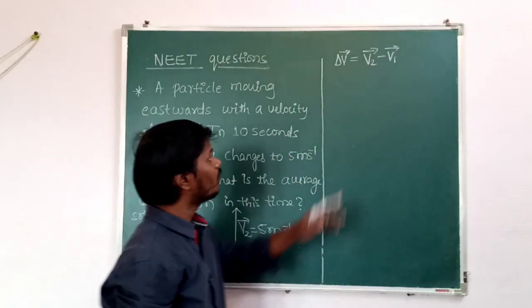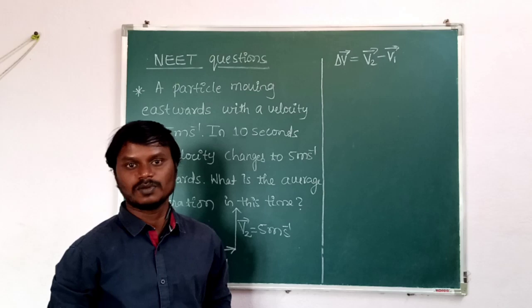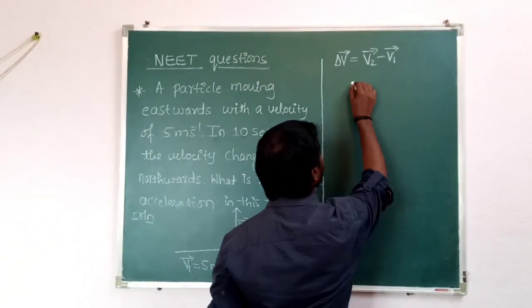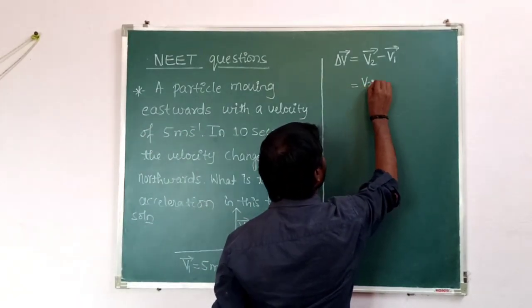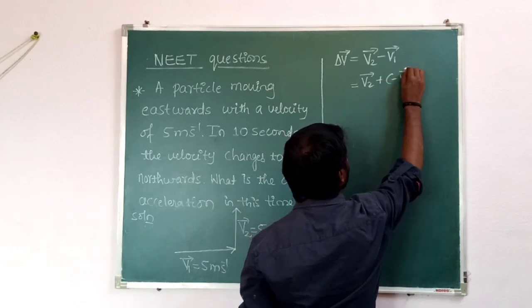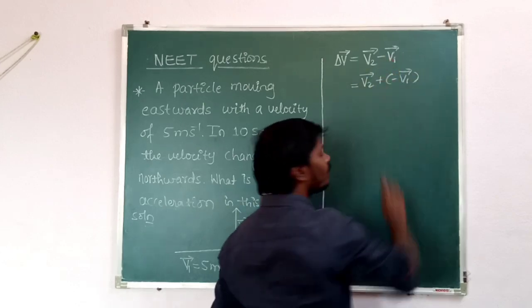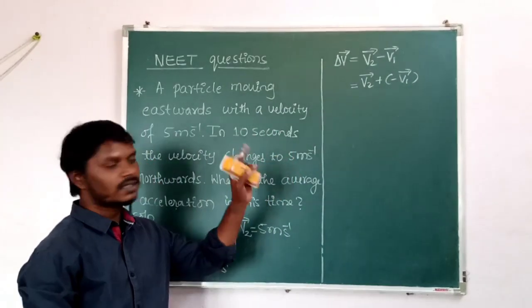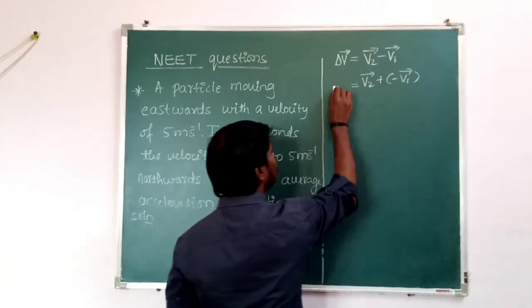Then I will modify this formula. How to modify this formula? See here, V2 plus of minus V1, is it right? Because plus into minus gives the minus. V2 minus V1 is the change in velocity.